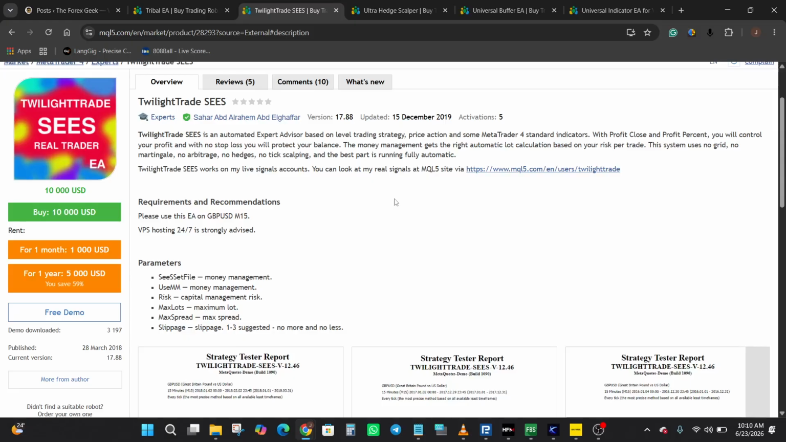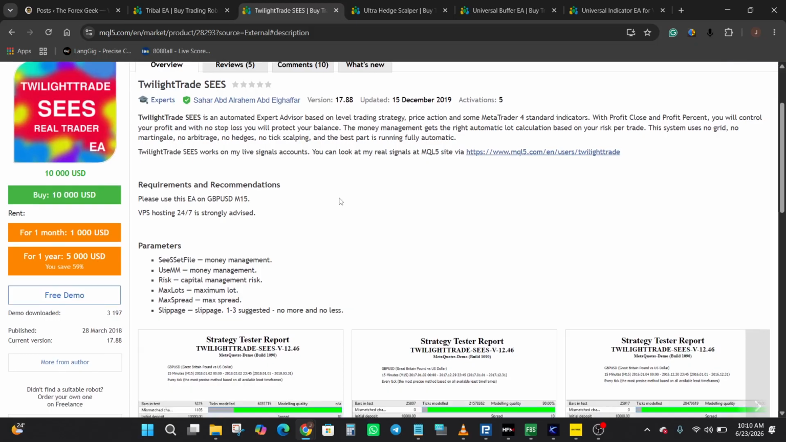Now, as I continue scrolling through the page, the developer mentions two features called profit close and profit percent, which are intended to give users control over profit management. Another notable point highlighted in the description is that the EA operates without a stop loss. The developer states that this approach is intended to protect account balance while allowing the system to manage positions according to its internal logic.